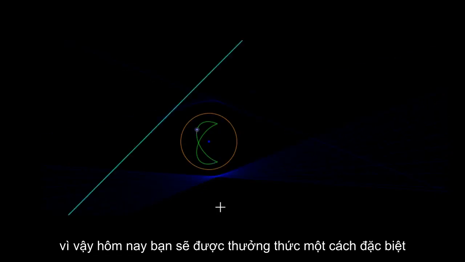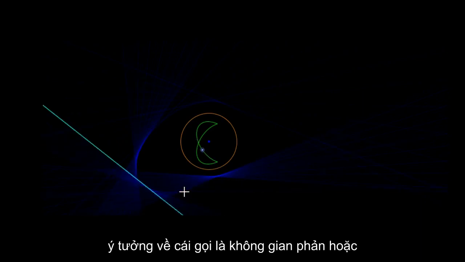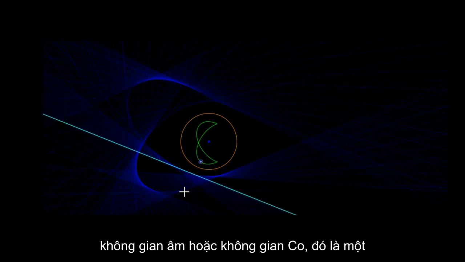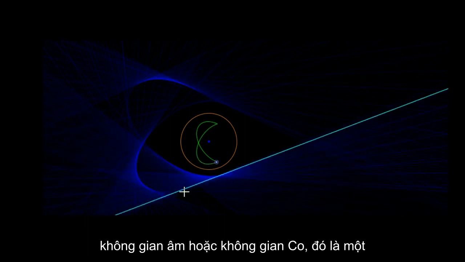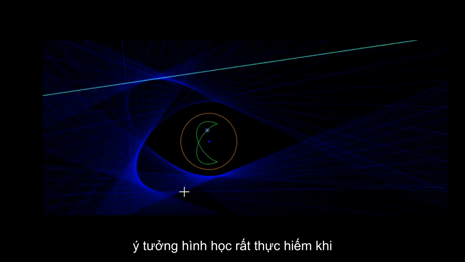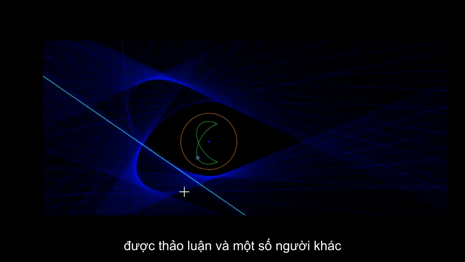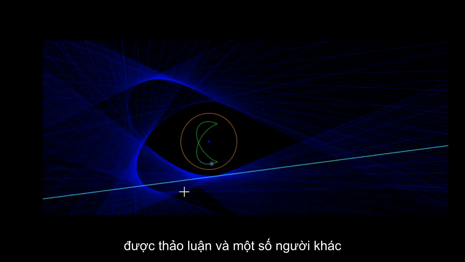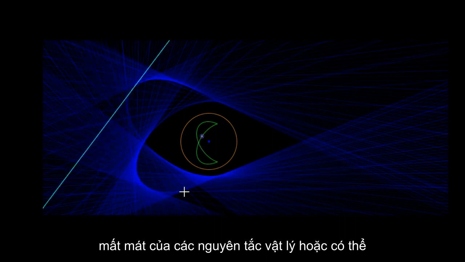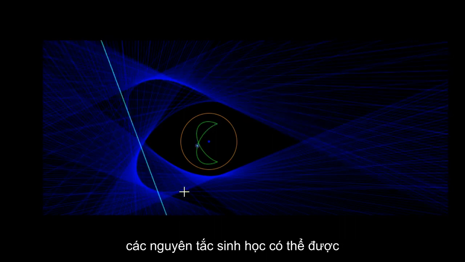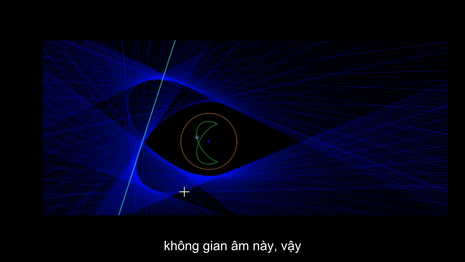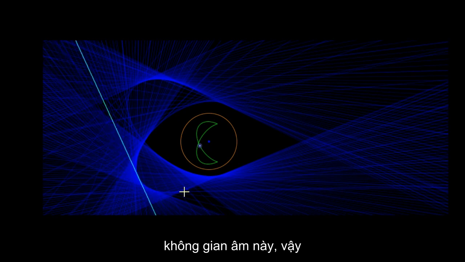So you're in for a special treat today because we're going to start to look at the idea of so-called counter space or negative space or co-space. It's a very real geometric idea which is rarely discussed, and some of the people who are really into it believe that actually a lot of physical principles or maybe principles of biology could be discovered by studying this so-called negative space. So what is it?